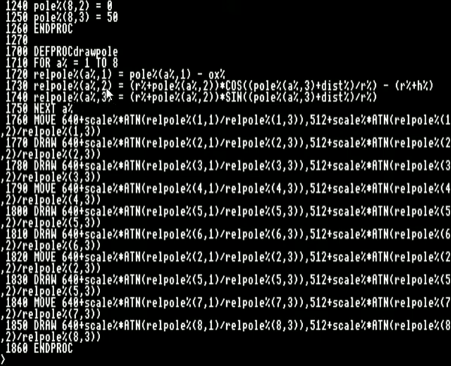Relative pole y-coordinate, vertical position, is radius of the Earth plus its height above the surface times the cosine of how far forward it is plus the distance, which is increasing with each time we draw it, divided by the radius, minus how far up the observer is, height above surface plus radius of surface. And the relative position of that point on the pole forwards is that same radius from the centre of the Earth times the sine of that angle.